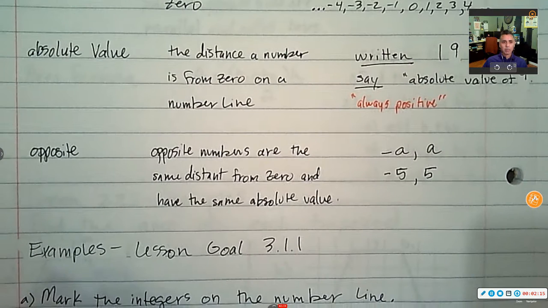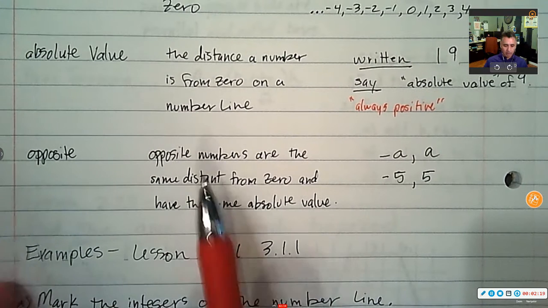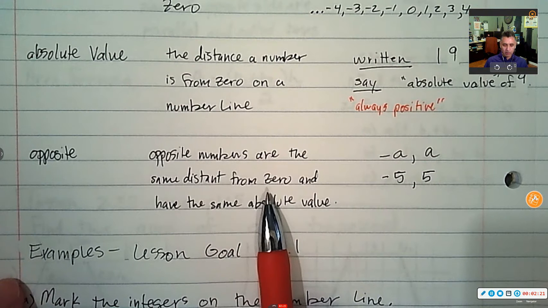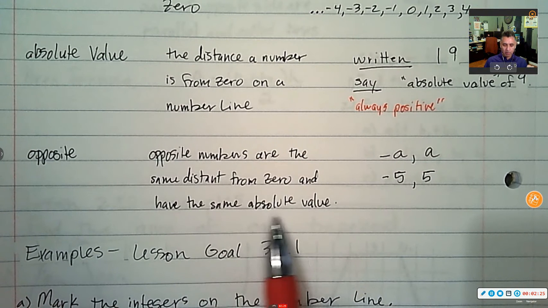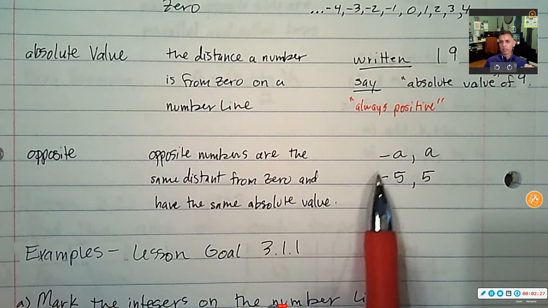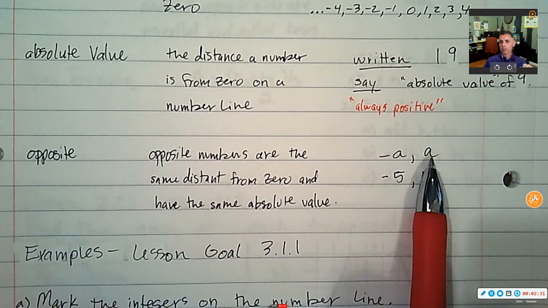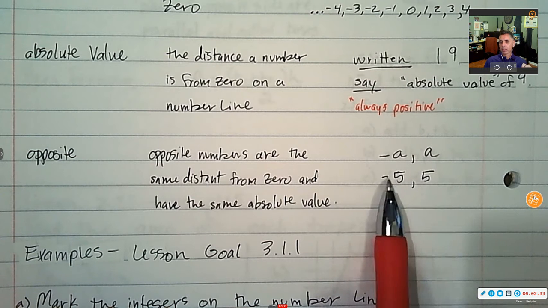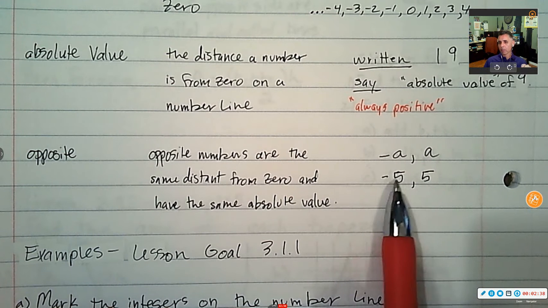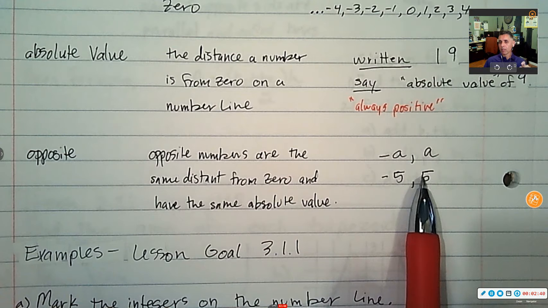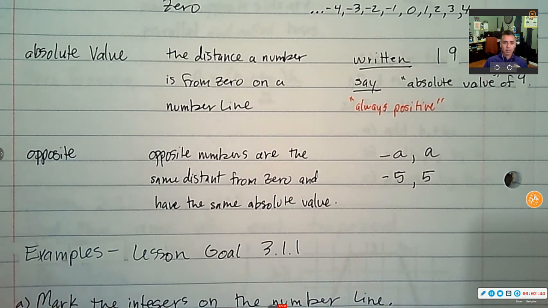And then opposites. Opposite numbers are the same distance from 0, and they have the same absolute value. So you can think of opposites as positive and negative, like -a and +a are opposites. -5 and +5 are opposites, because both of these numbers are the same distance from 0, and they both have the same absolute value. Okay, so copy that.